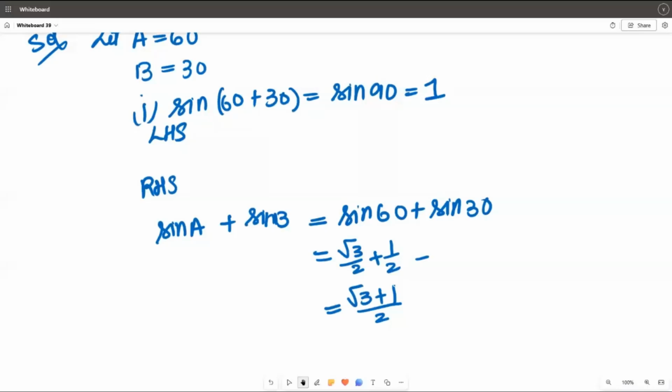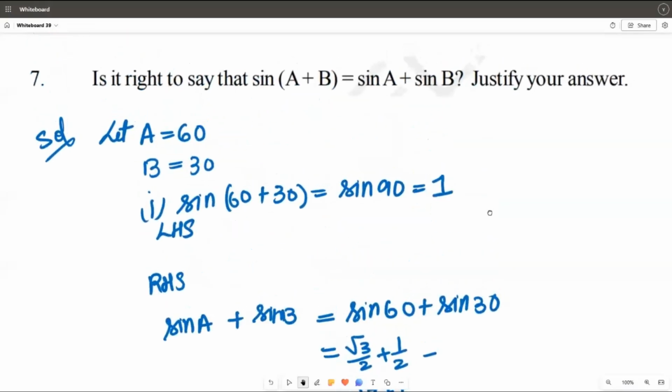So by the method of verification, we found out LHS and RHS are not the same. On the LHS we got sine 90 is equal to 1, and on the RHS we got root 3 plus 1 by 2. So it is wrong to say that sine of a plus b is equal to sine a plus sine b. And the correct identity of sine of a plus b is sine a cos b plus cos a sine b.